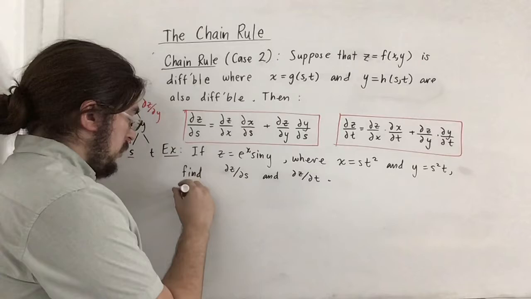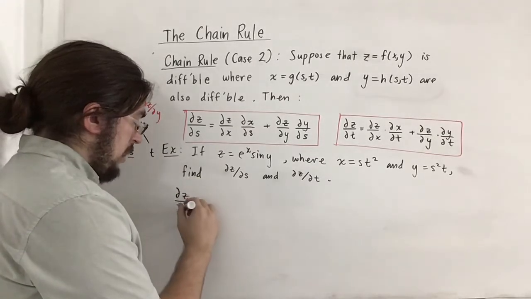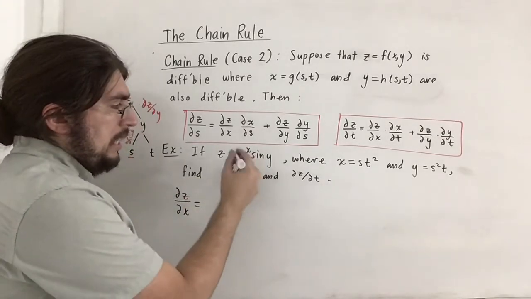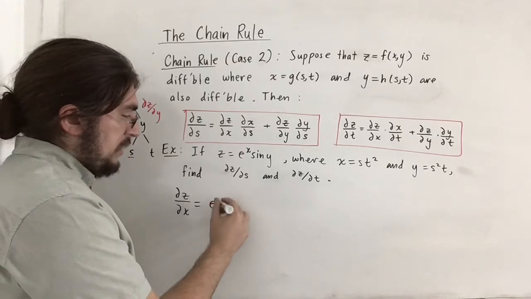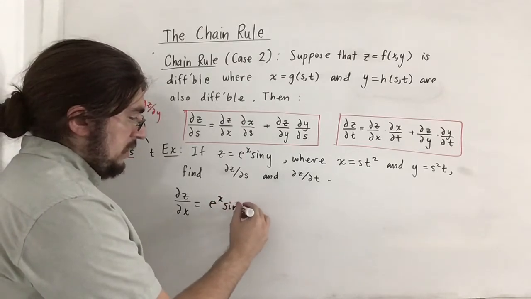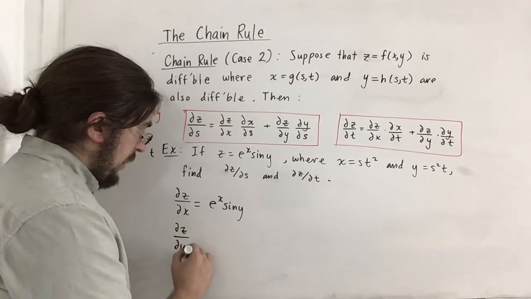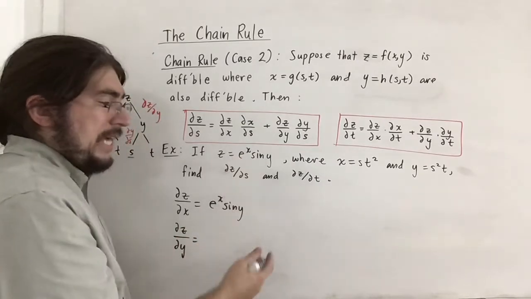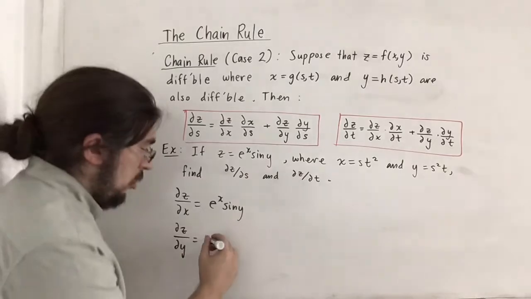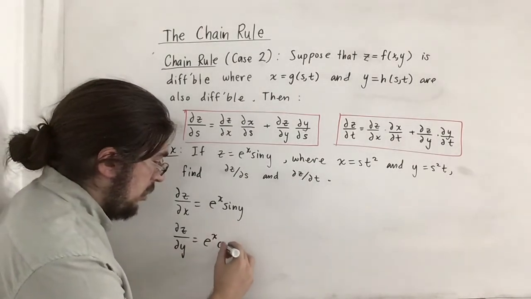Let's look at partial z partial x. So partial z partial x is the derivative with respect to x of e to the x, which is itself. Sine of y is a constant, so that's it. Similarly, partial z partial y: now e to the x is a constant, and the derivative of sine of y is cosine of y, so we get e to the x cosine of y.